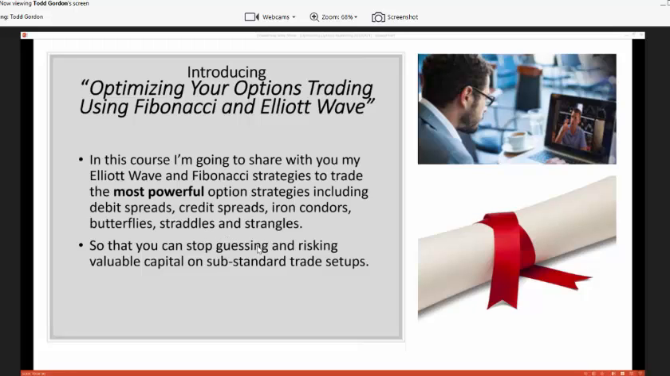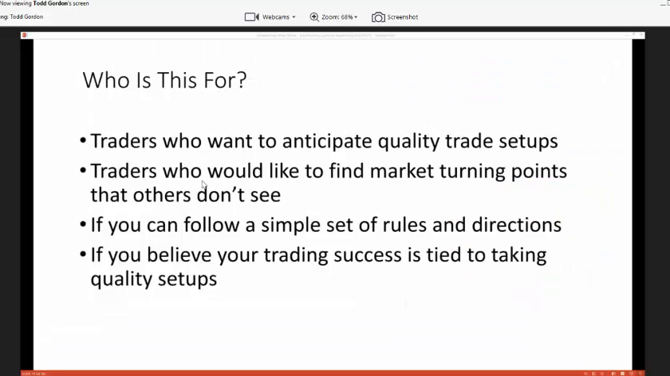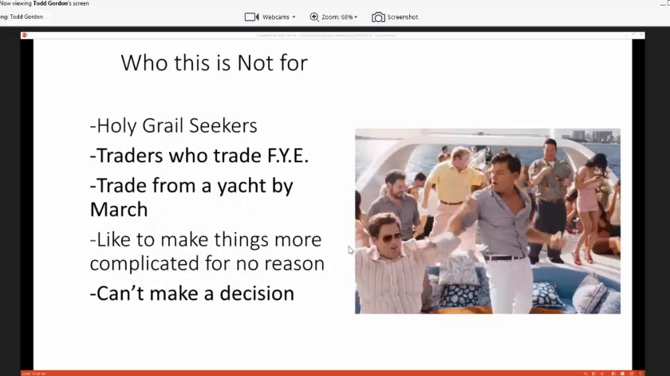Stop risking your valuable capital, taking those lousy setups, not trading without context, understanding if you're in a trend or correction, and how to put the right option strategies to work at the right time. Okay, so this is for people who like to do a little work, like to trade and really get inside the chart work, learn how to do it, and also structure the right option strategies.